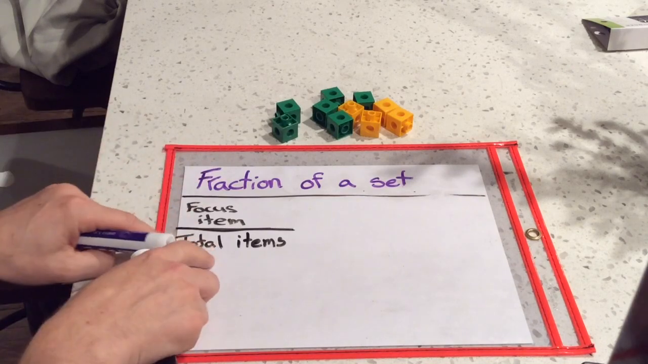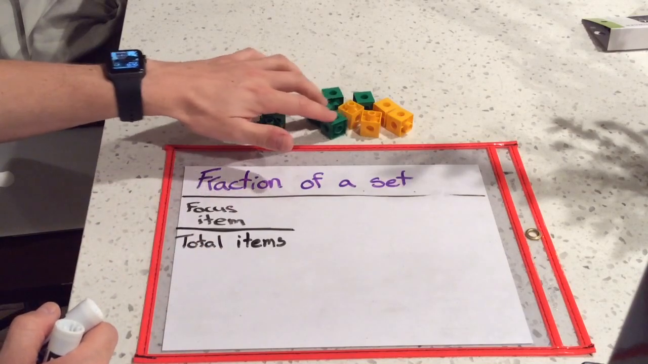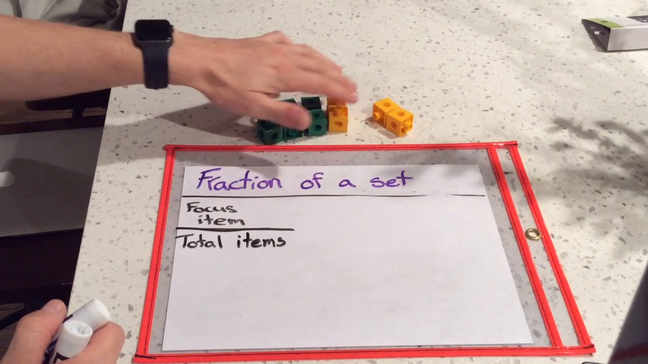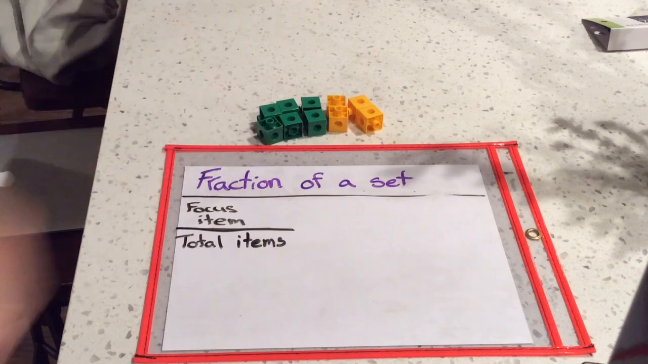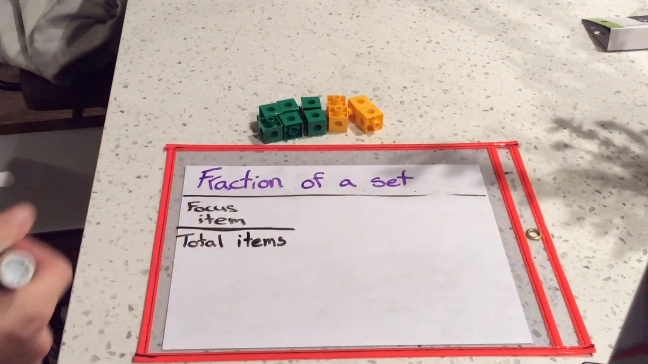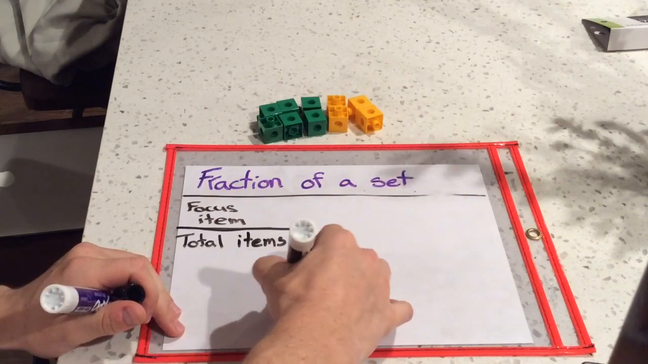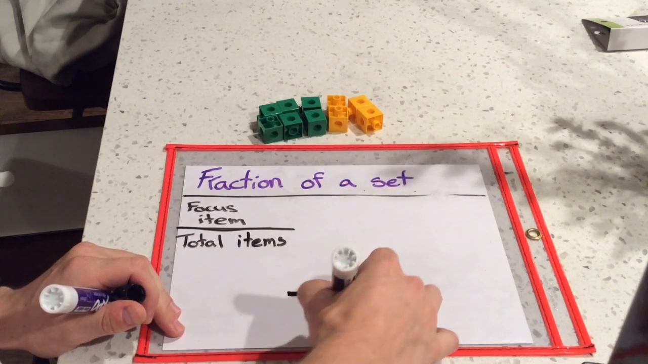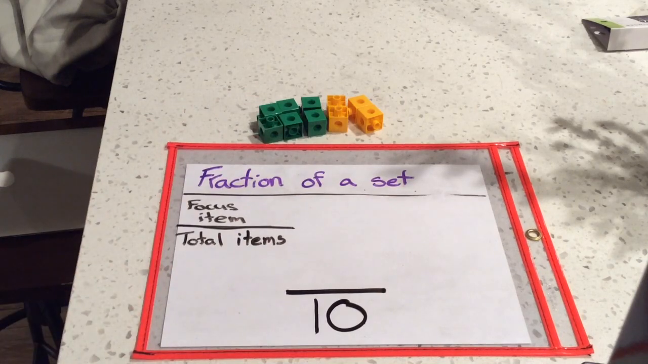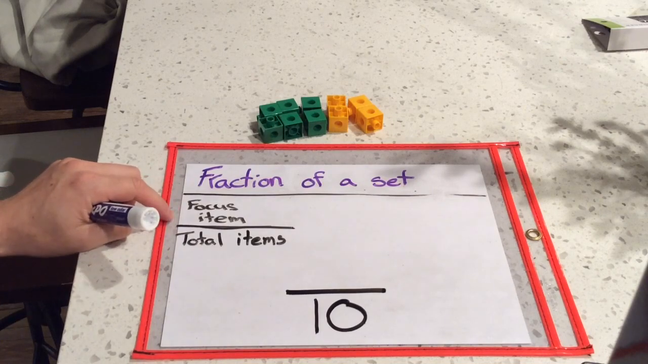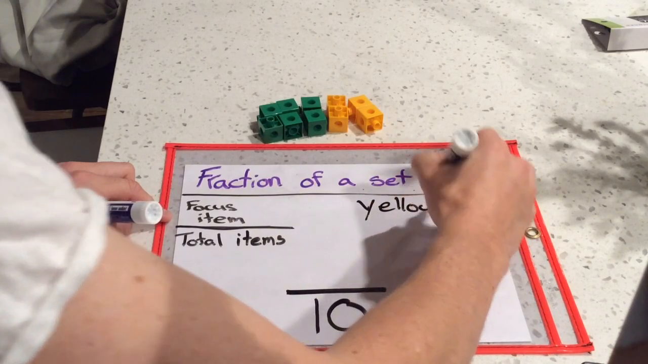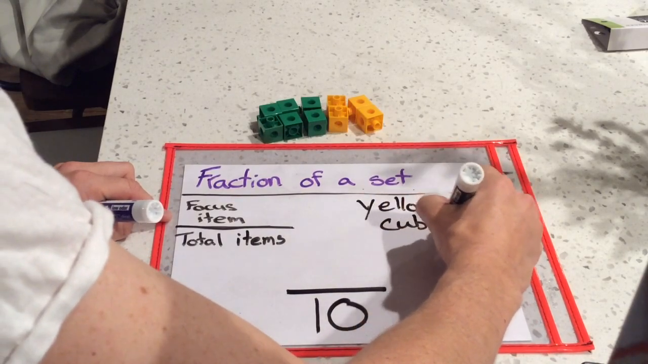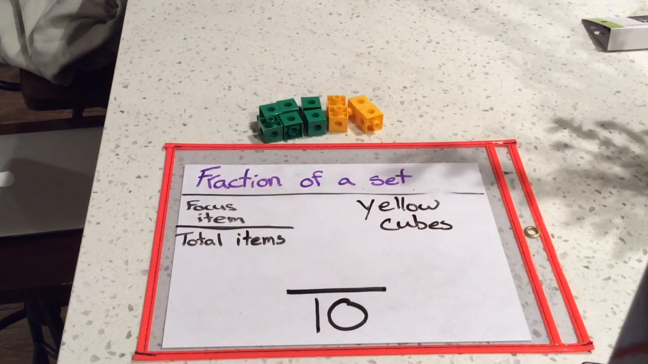Now, the total amount of items that I have here, I have 2, 4, 6, 8, 10. Notice that I counted both the green and the yellow cubes because that is my total amount of items. So here, I'm going to have 10 in my denominator. Now, before I can decide what my numerator is, I want to decide what I am going to be focusing on. And for this, I want to focus on yellow cubes. I could have picked green. I just chose to do yellow here.